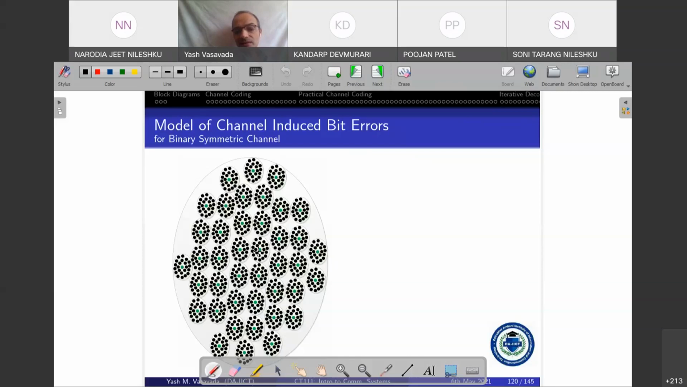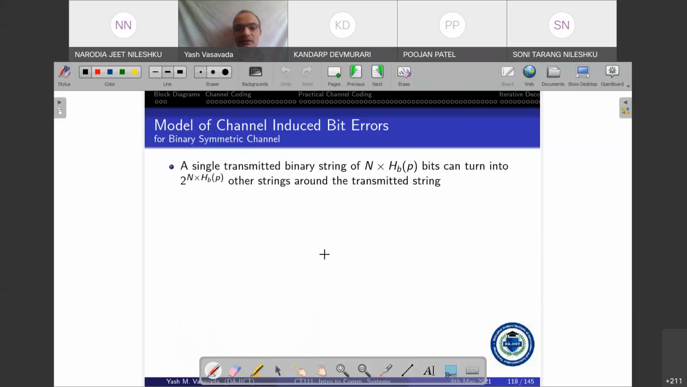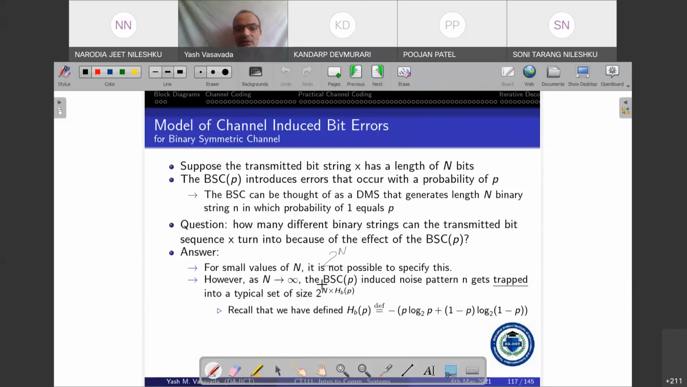And this is happening because of the same reason as what we had seen in the context of the typical set, and the context of why the entropy gives the lower bound on data compression. And so if you're transmitting n bits over a binary symmetric channel, we need n times HB of P bits to isolate the error introduced by the binary symmetric channel. Why n times HB of P? Because that is the answer that we got over here.